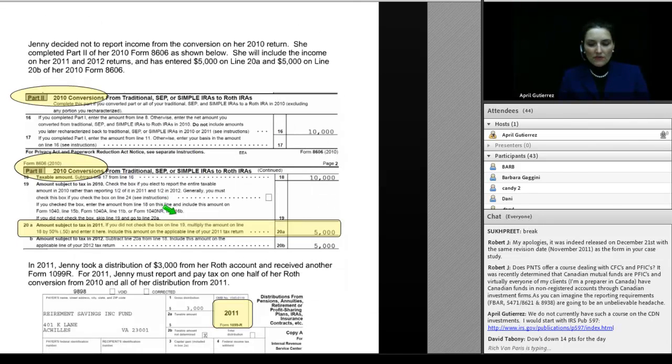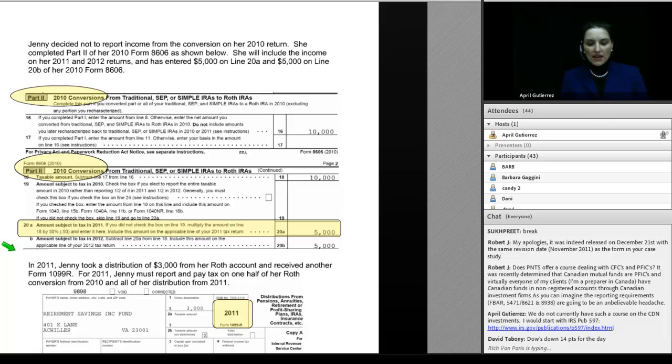So we move over to the next page and take a look at her 8606, or at least parts of the Form 8606 she filed in 2010. Jenny decided not to report income from the conversion on her 2010 return. She completed Part 2 of her 2010 Form 8606 as shown below, and you will see that on line 16 she reports the conversion or the rollover amount in the amount of $10,000. And she is not making an election on line 19 to report any of it in income for 2010, and is instead electing to report it in income in equal amounts in 2011 and in 2012.